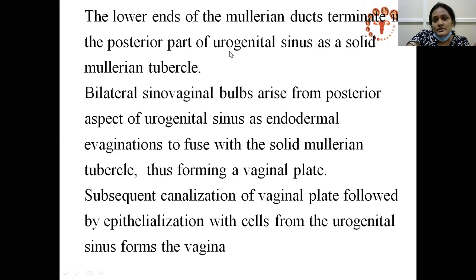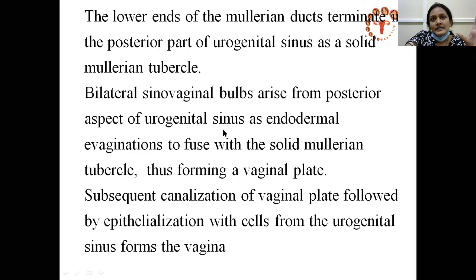So, where do the lower ends of the Mullerian ducts terminate? They terminate on the posterior part of the urogenital sinus. When you consider the urogenital sinus as a box, the Mullerian ducts terminate at the posterior part of the urogenital sinus as a solid Mullerian tubercle. It is called solid because it is not canalized. And there will be development of sinovaginal bulbs from the urogenital sinus. These sinovaginal bulbs are part of the urogenital sinus itself. This will be asked as an entrance question.